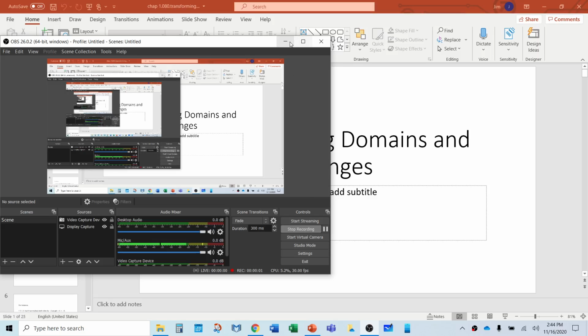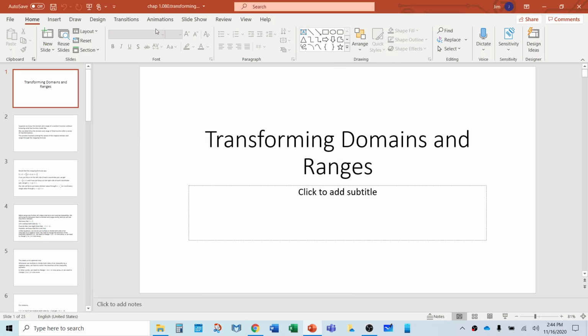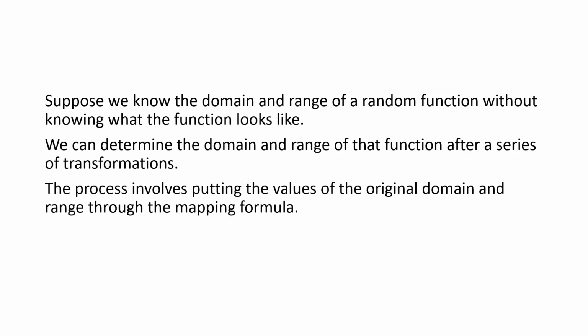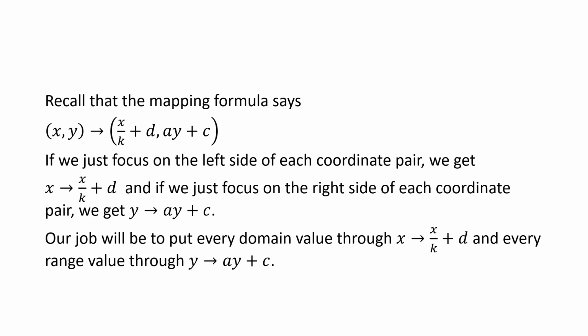In this lesson, we're going to talk about transforming domains and ranges. Suppose we know the domain and range of a random function without knowing what the function looks like. We can determine the domain and range of that function after a series of transformations. The process involves putting the values of the original domain and range through the mapping formula.